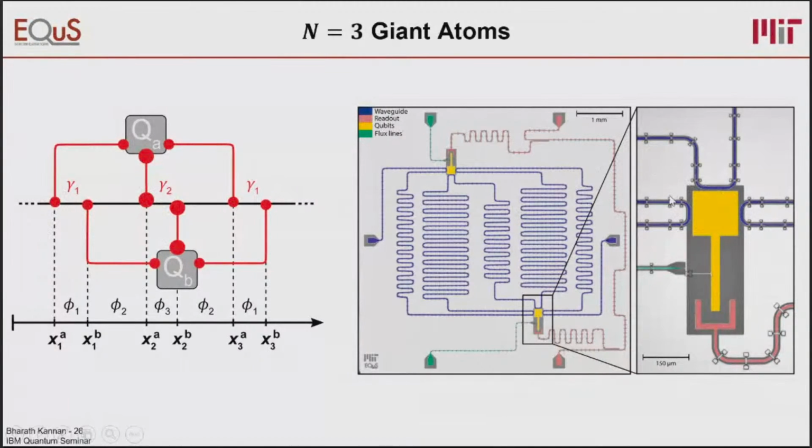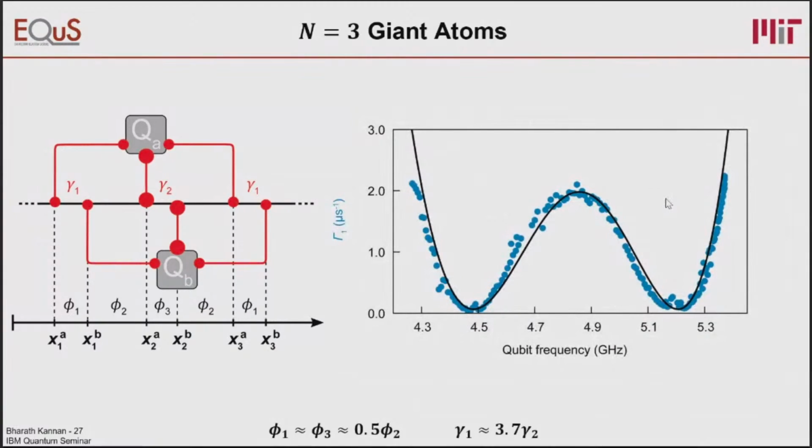Now the question is, okay, we can do this engineering, but why would you want to do it? Oh, and here are some parameters. We've chosen phi 1 equals phi 3, which is half of phi 2, and gamma 2 is about 3.5 times stronger than gamma 1. And you can see here that with this device, we're able to engineer a spectrum in the relaxation rate where there are 2 coherence-free frequencies.